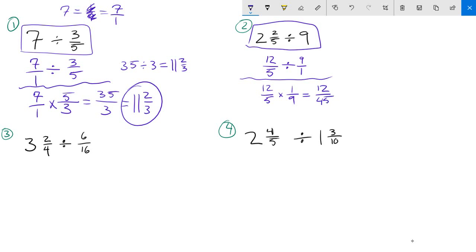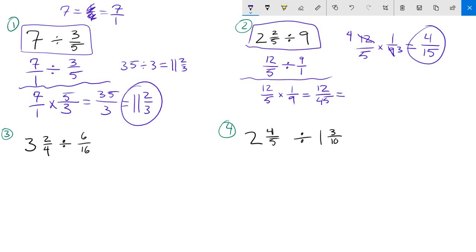12/45. Now, some of you might be using cross simplification. If you are, this is a great time to use it, right? So 12/5 times 1/9, and I could say, okay, well, 9 and 12 both have a common factor of 3, so 12 divided by 3 is 4, 9 divided by 3 is 3, and then 5 and 1, there's no common factors. So 4 times 1 is 4, 5 times 3 is 15. Okay, so 4/15 is my answer, which is the same as 12/45, right?